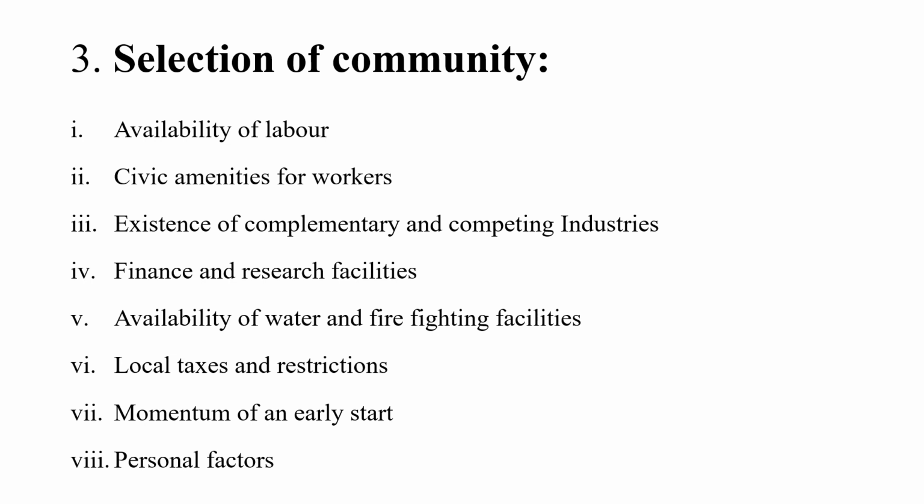Next one is civic amenities for workers. If you are going to locate a plant, we have to check that basic facilities for the workers are there. There should be schools nearer to the plant, so that the workers' children can go to school. And there should be water, electricity and transportation facilities, so that the workers can come from their homes to the industry in an easy way.